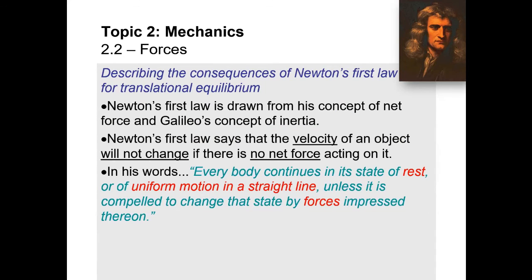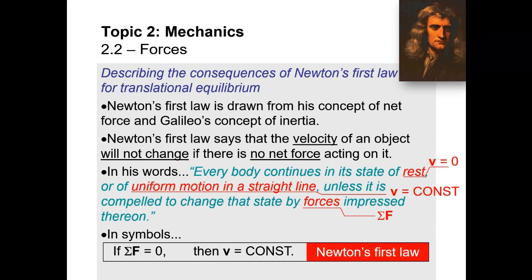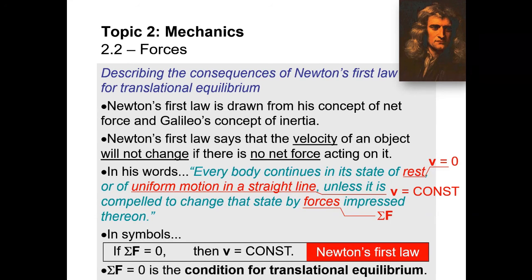Every body continues in its state of rest or of uniform motion in a straight line unless it is compelled to change that state by force impressed thereon. So that is, if the velocity is 0 or the velocity is constant, then the net force equals 0. If an object is moving with a constant speed or at rest, the net force equals 0. And this is called the condition for translational equilibrium.